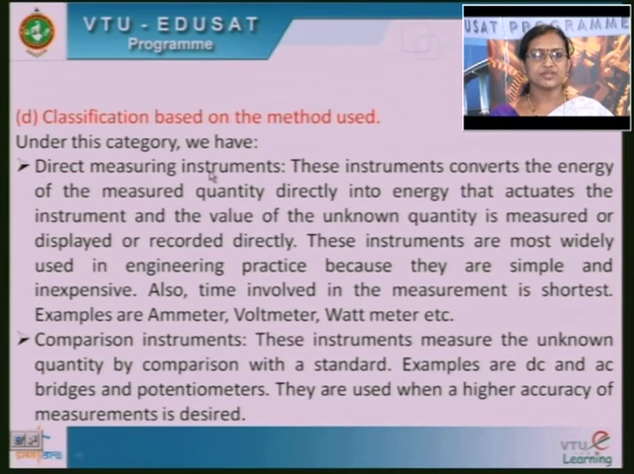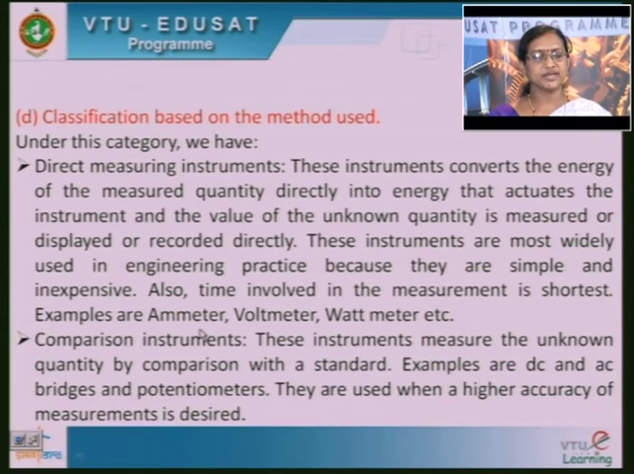So, direct measuring instruments, what will they do? This instrument converts the energy of the measured quantity directly into energy that actuates the instrument, and the value of the unknown quantity is measured, displayed or recorded directly. These instruments are most widely used in engineering practice because they are simple and inexpensive. Also, the time involved in the measurement is shortest. Examples are ammeter, voltmeter, wattmeter, etc.